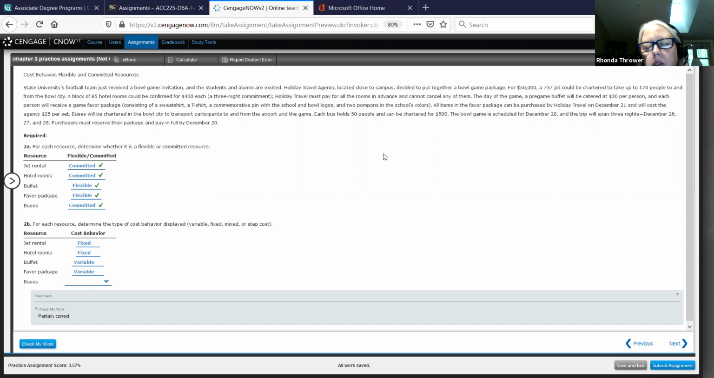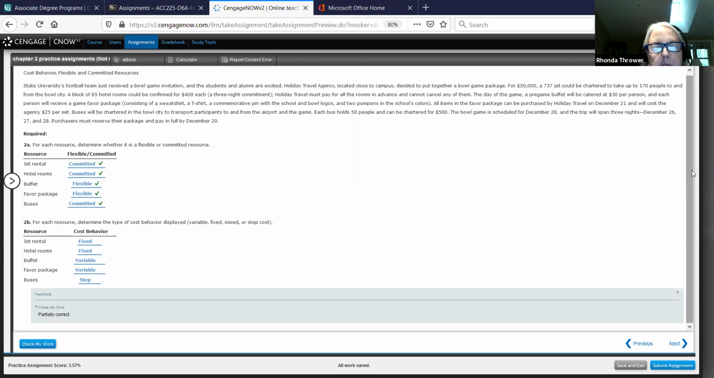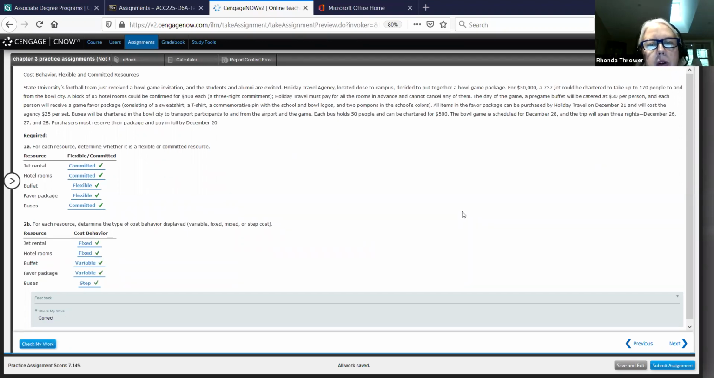So it's what we call a step cost, and a step cost means it's fixed to a certain extent, and then it jumps up a step. So if we have to take two buses, we have to pay $1,000. If we take one bus, it's $500. So each bus is going up by $500. So this is a step cost. It's an example of a step cost, and it's probably going to be a step fixed cost. And we'll check the work.